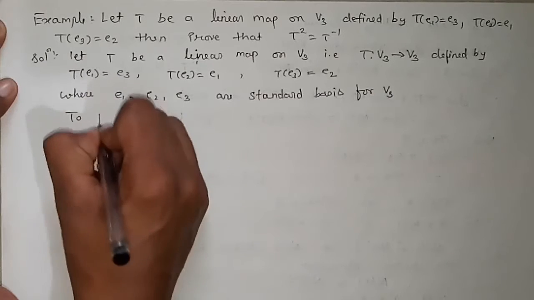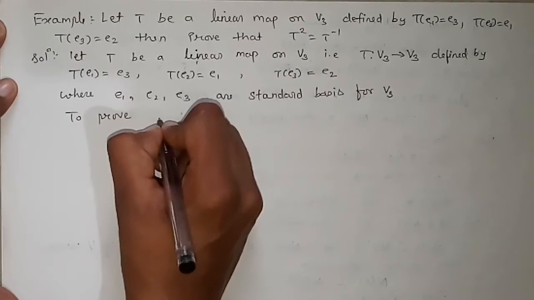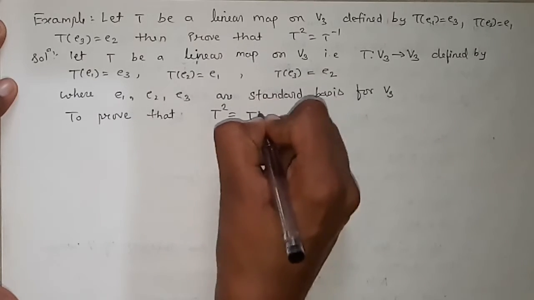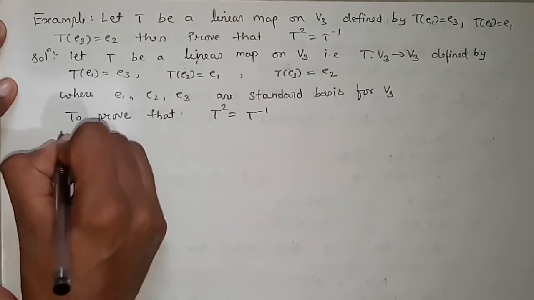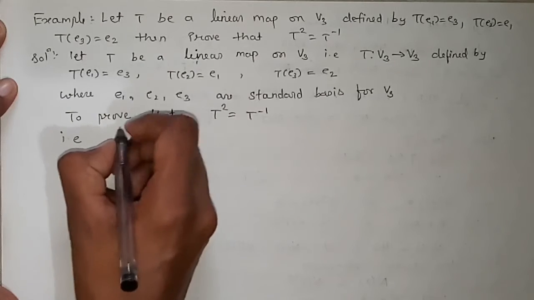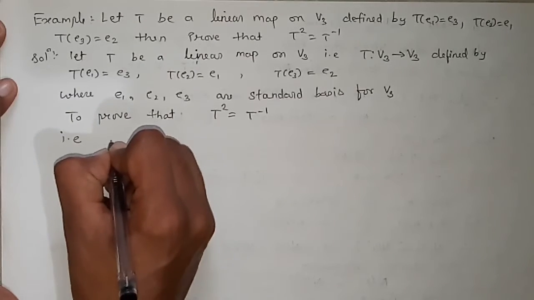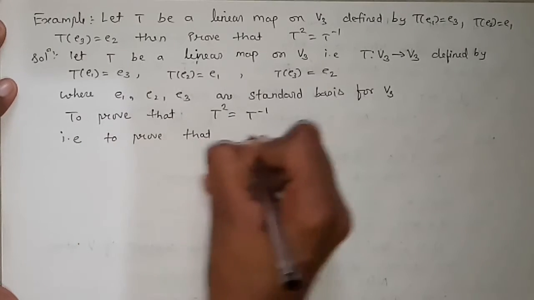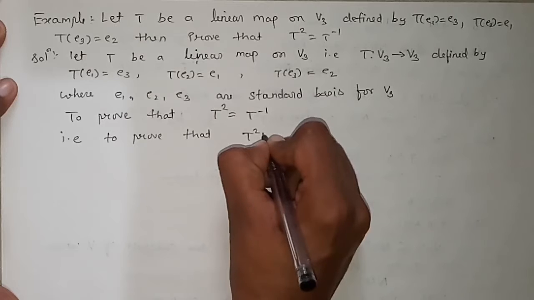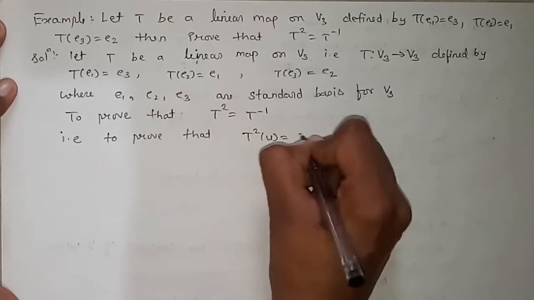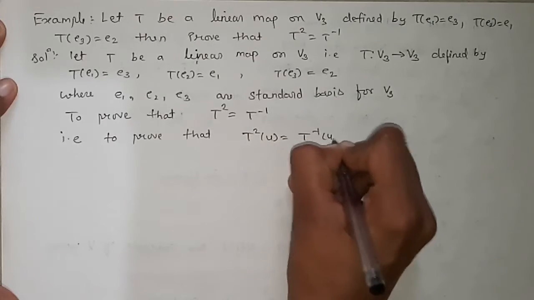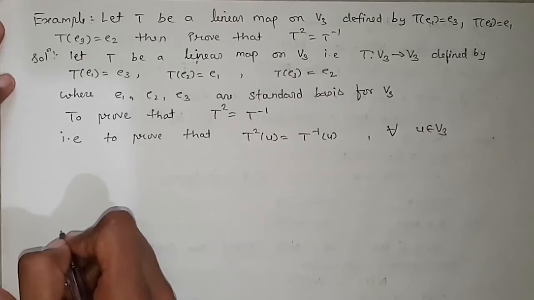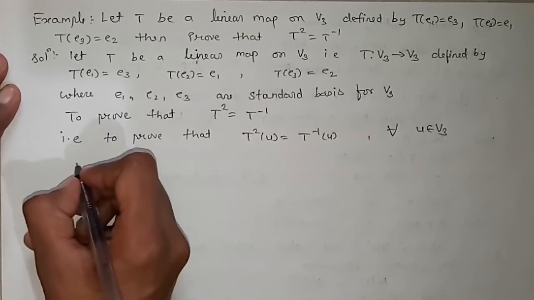To prove that T square is equal to T inverse. That is, we have to prove that T square of U is equal to T inverse of U for all U belongs to V3. So let us start its proof.